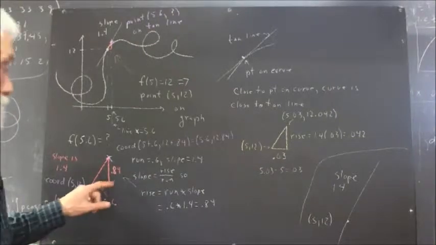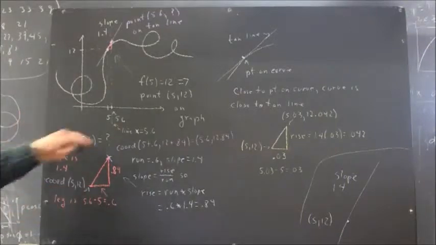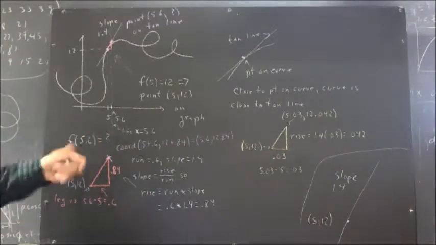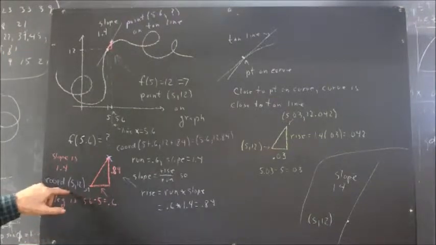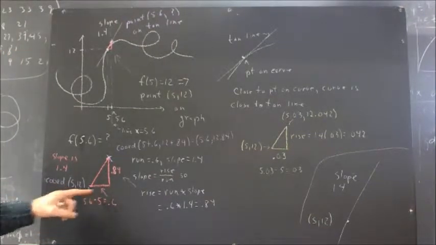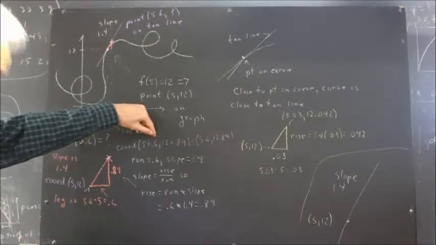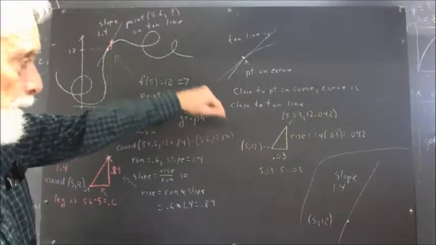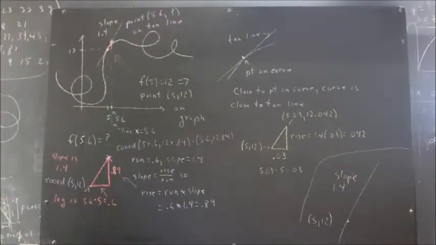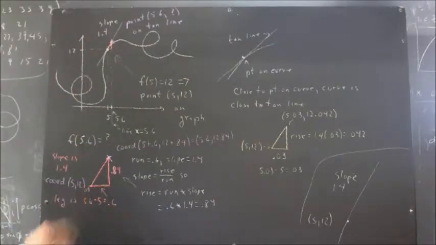Okay, so this side of the triangle is 0.84. Well, what are the coordinates of this point? Again, that's a point where you should stop, pause, and answer the question yourself. Well, here the coordinates are 5, 12. We move over 0.6 and up 0.84, so the coordinates here should be 5 plus 0.6, 12 plus 0.84. That's 5.6, 12.84.